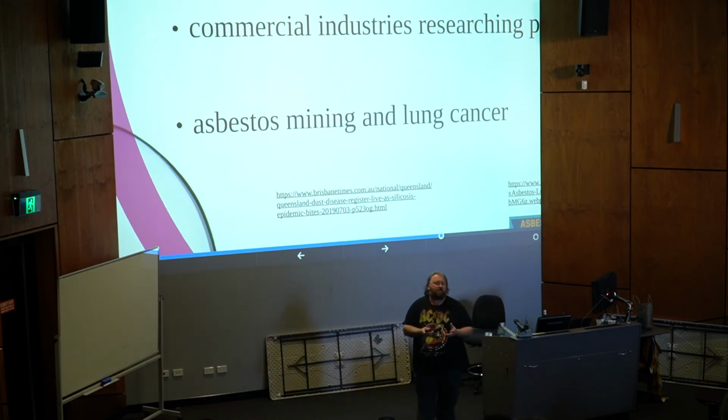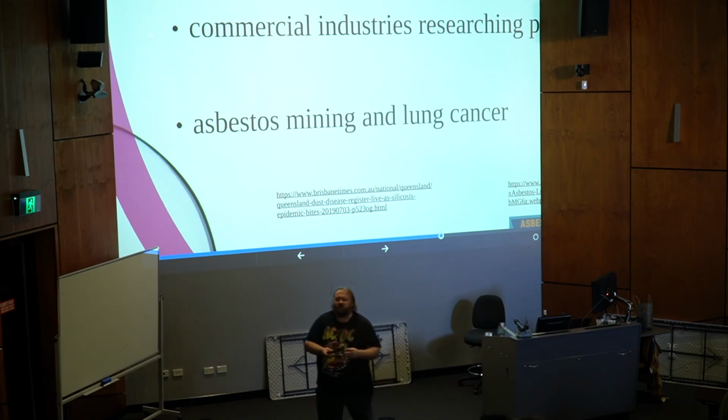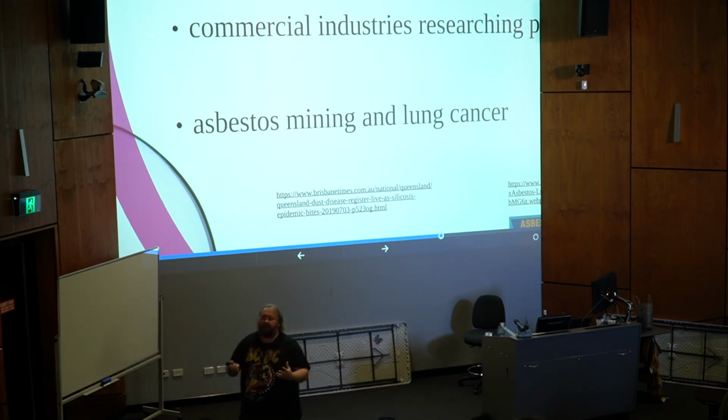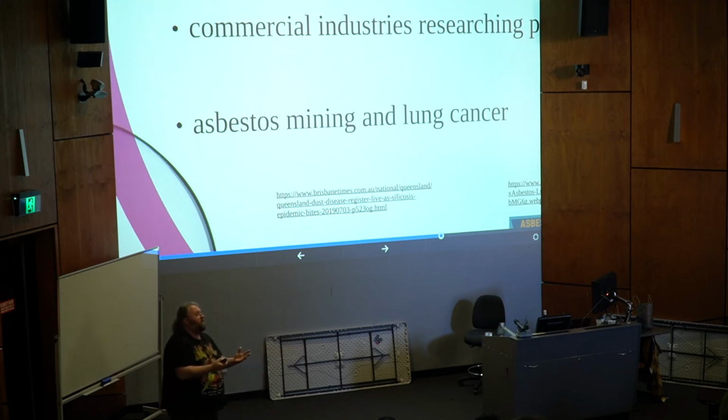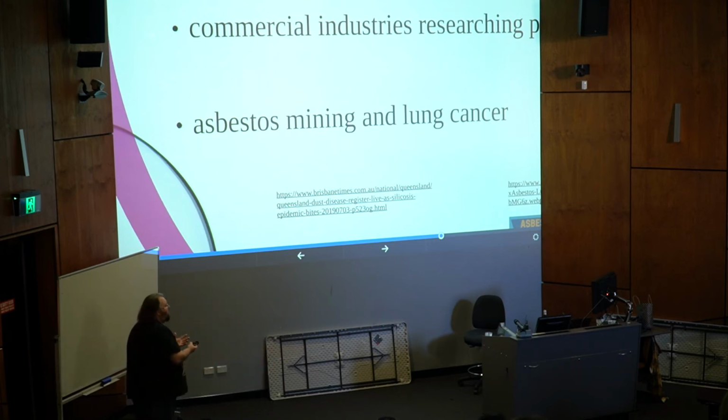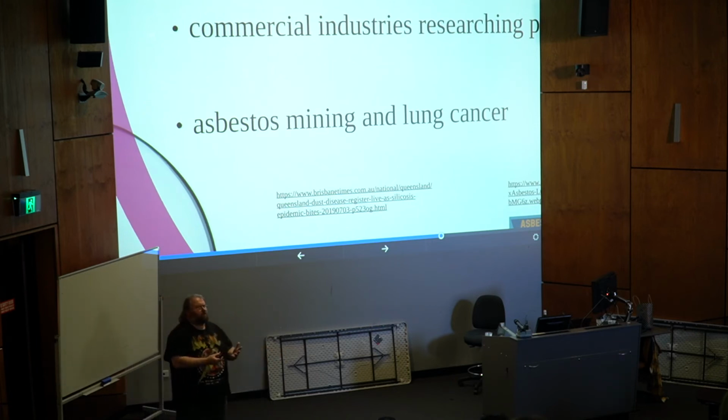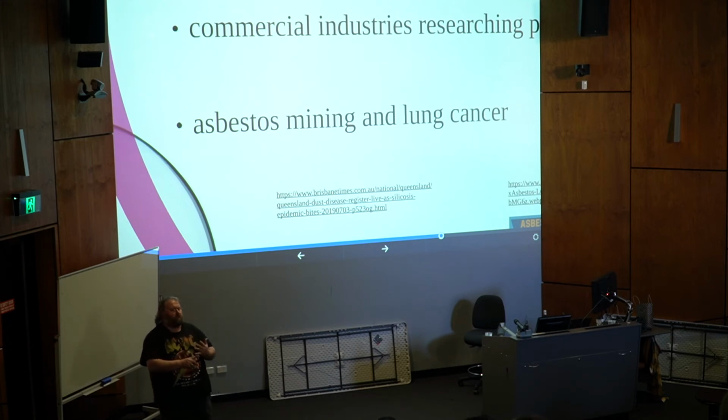I'll give you another example. DDT is a pesticide or herbicide, pesticide can cover it all, which is used to stop crops from being destroyed by pests. Banned in most countries, China still uses it. And I think it was linked to some birth defects and things like that.